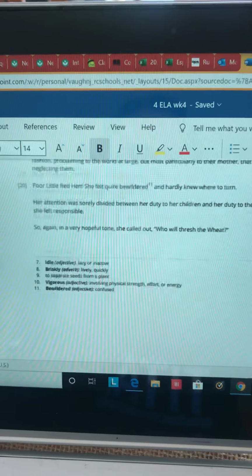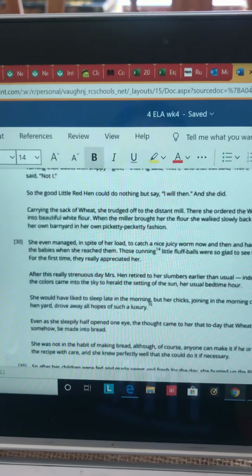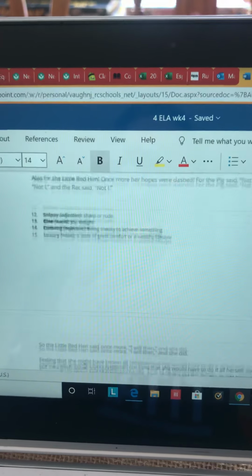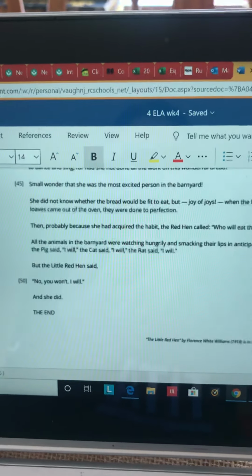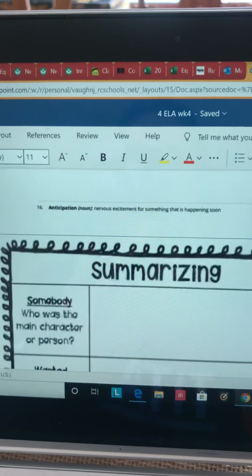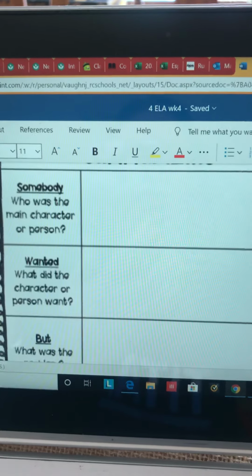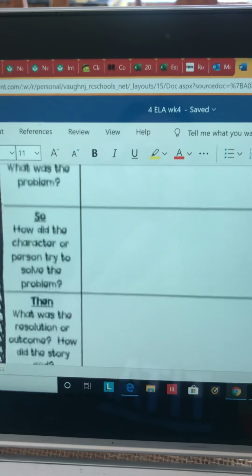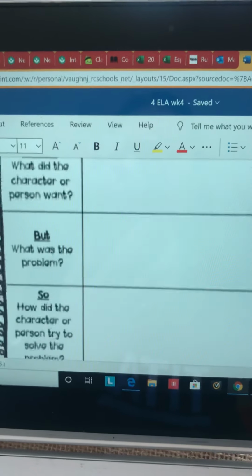There's some more vocabulary words. This is still part of the story. More vocabulary words. It's kind of a longer story this week. One vocabulary word there. Here is the somebody wanted but so then chart. You're familiar with that. That's what we used in class.